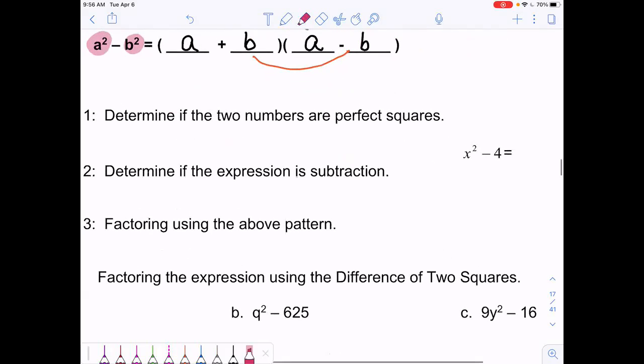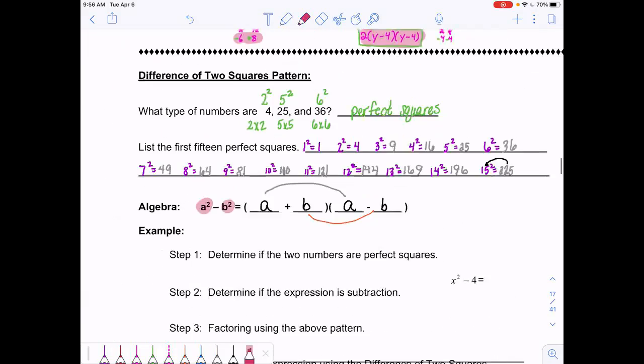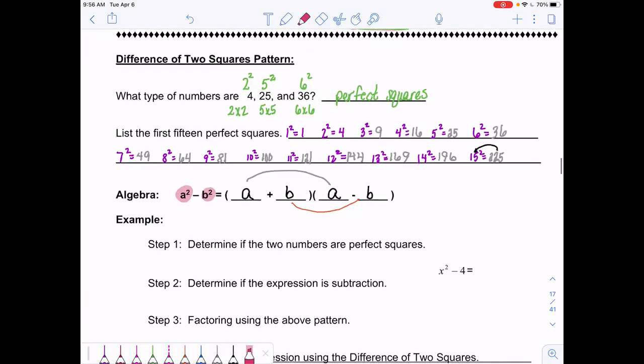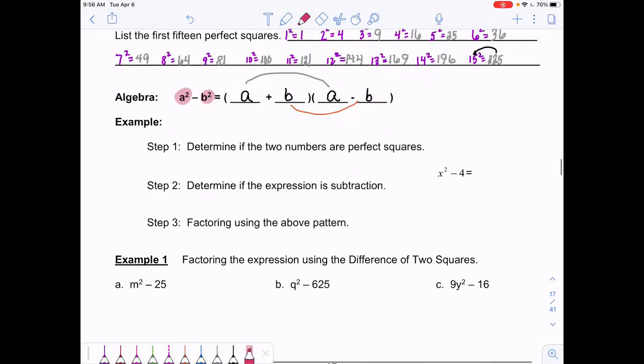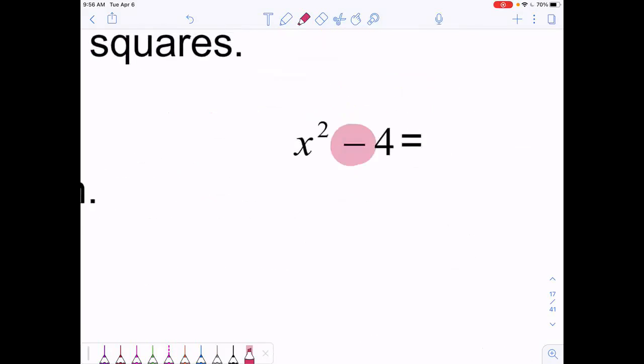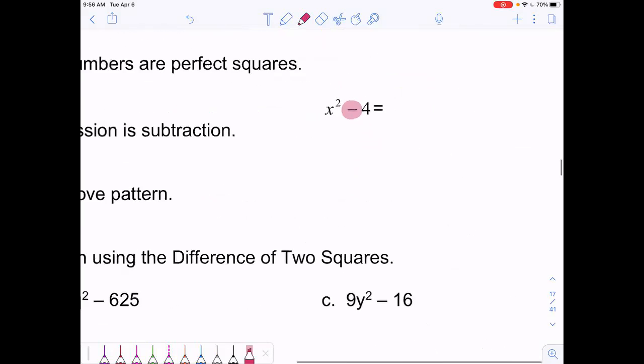Actually 2 things have to happen. First, the 2 numbers must be perfect squares. So pretty much they're going to be in that list. The second thing, it must be subtraction. If it's not a difference, it doesn't follow the pattern. I'm talking about the sign right in the middle. That has to be subtraction. So I have to have 2 numbers that are perfect squares, and it must be subtraction. If it is, we're going to factor it using this pattern.